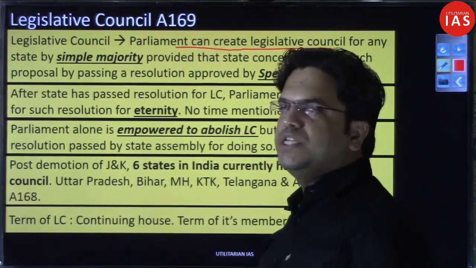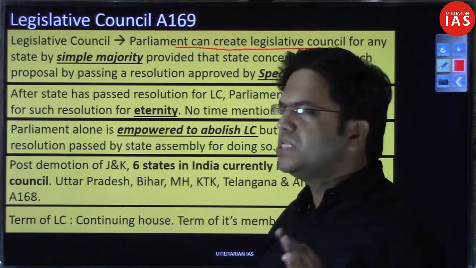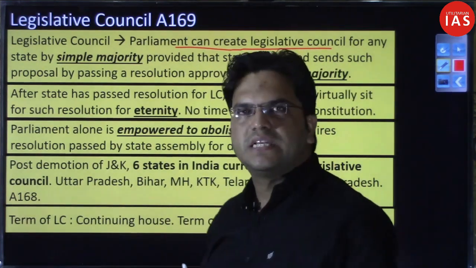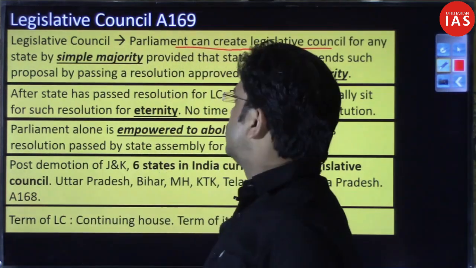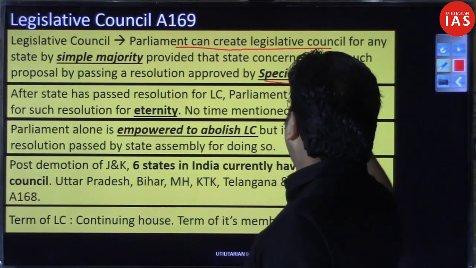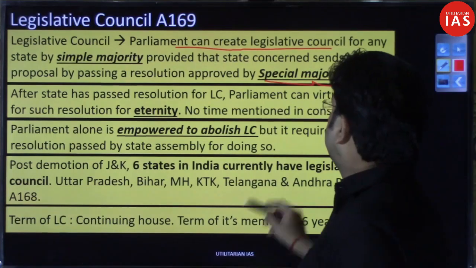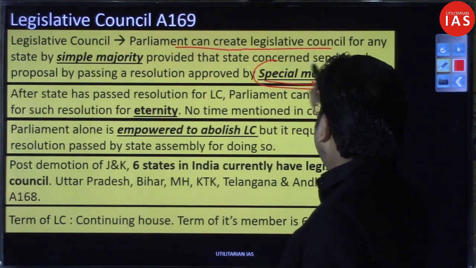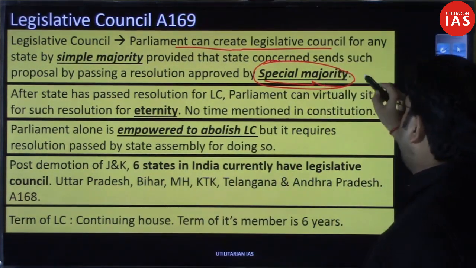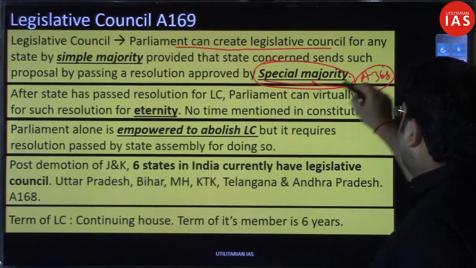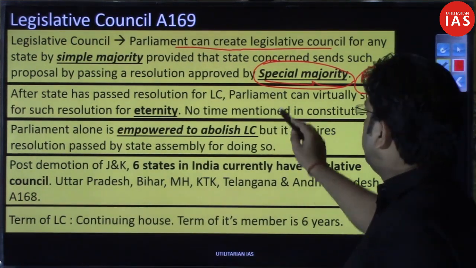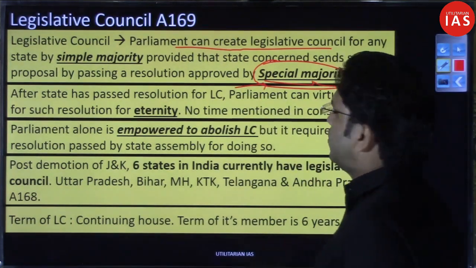So what kind of majority does the state legislature need if they want to have this legislative council for their particular state? The majority required in the state legislature will be a special majority, the special majority that has been defined in Article 368. But one thing needs to be pointed out, and that has not been put up in this slide.